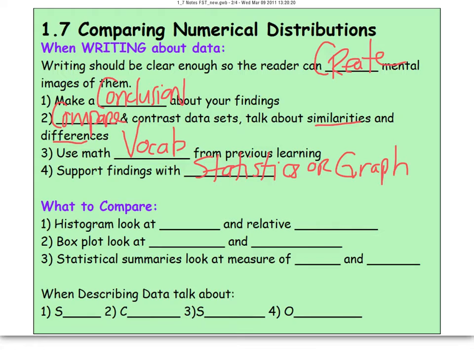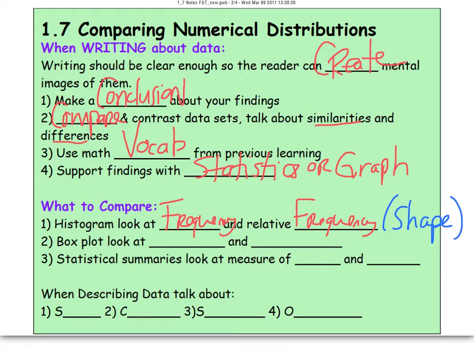When you're looking at histograms, you really want to look at the frequency and the relative frequency and talk about that. In addition, what you're going to get from this is you can talk about the shape of what your distribution looks like. Remember, that'd be symmetric, skewed right, or skewed left.